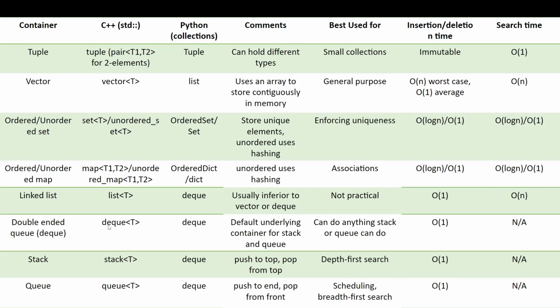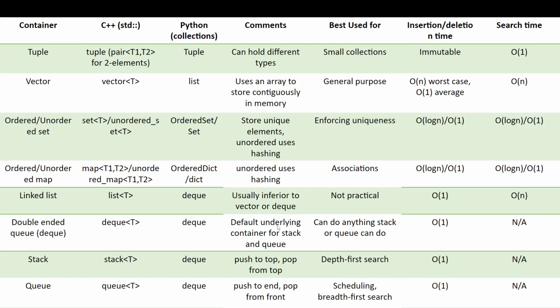In contrast, double-ended queue allows you to access data at either end. So you can add or remove data from your head or your tail. And this makes it more useful to do something like a queue. And this is also the underlying container for a stack or a queue. So your deck, stack, and queue in C++ are templated, and you can change the underlying container. But by default, they use the double-ended queue.